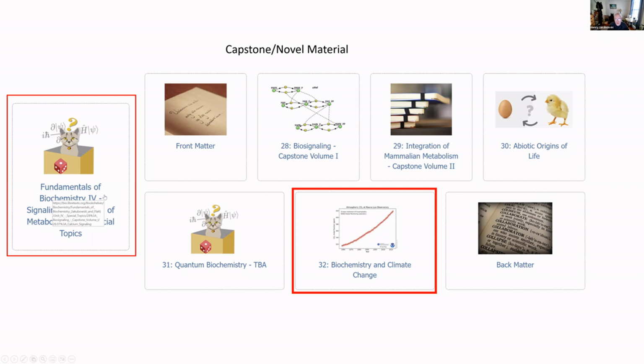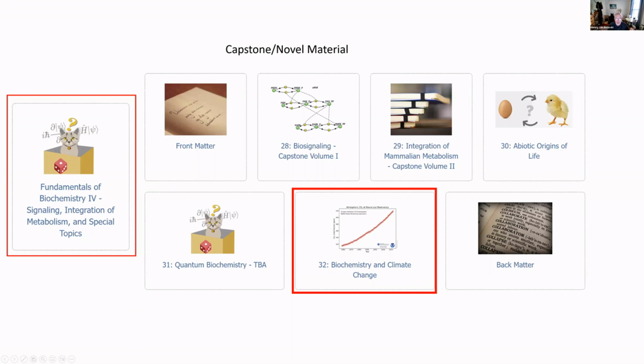Section four, the advantage of having an online text that you can constantly update is to put in material that's not found in other sources, or not found well, or not found at all. So we decided to create this volume four, and it has basically biosignaling and integration of metabolism capstones.